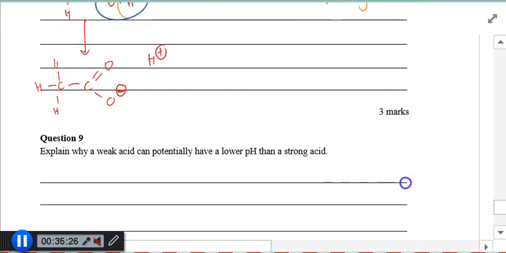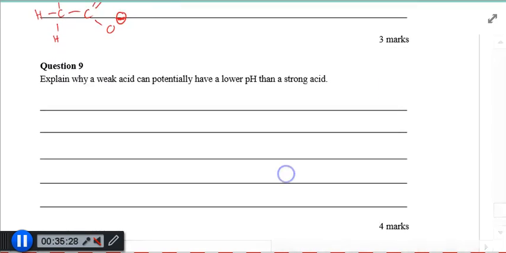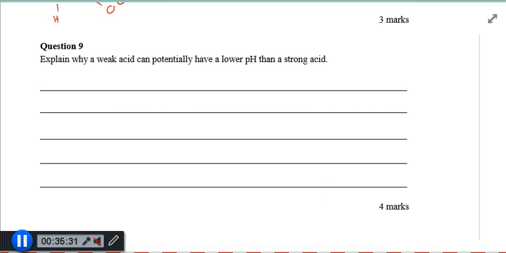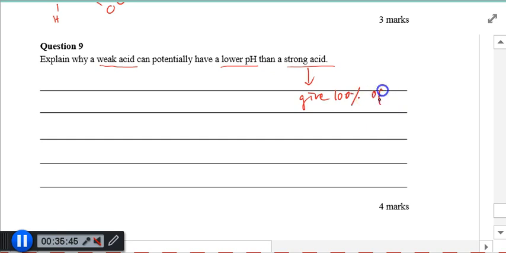If you want to have a look at that, I'm sure there are examples of good answers in the solutions. And finally, the last one, explain why a weak acid can have a lower pH than a strong acid. So strong acids, we know, give 100% of their protons, whereas weak acids, less than 100% ionization. So only less than 100% will give away their protons.